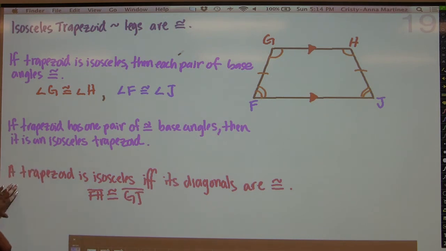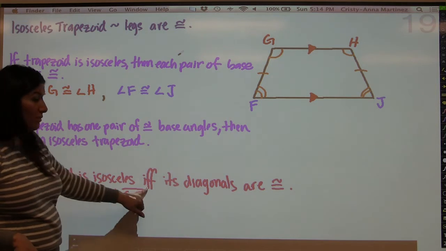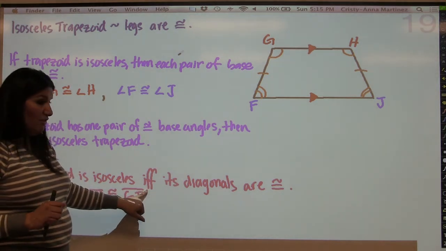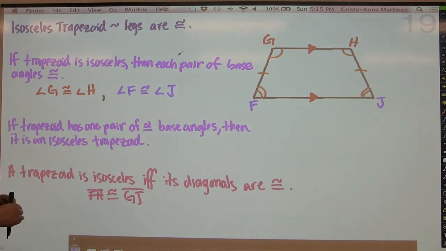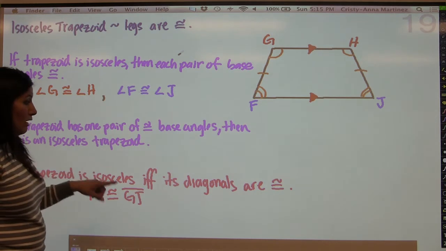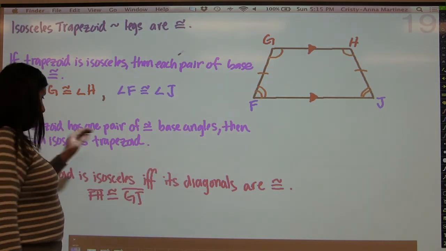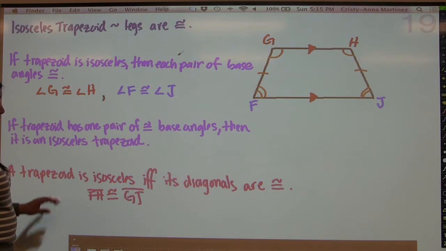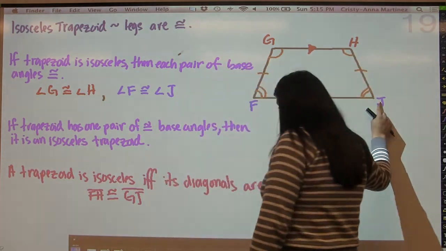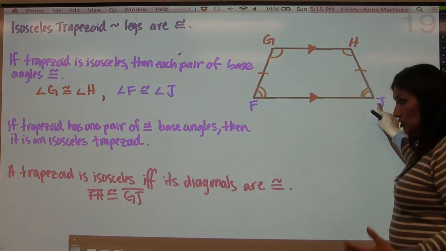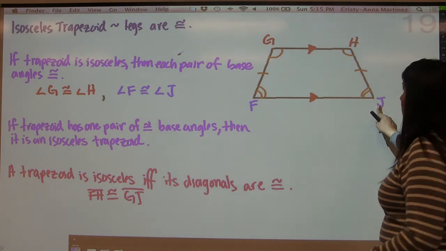And then, of course, we have our last theorem, which is a biconditional statement that says a trapezoid is isosceles if and only if, remember the little notation for iff, it's not just if. Don't say if. It's going to be if and only if, which means it goes both directions. So a trapezoid is isosceles if its diagonals are congruent, and if its diagonals are congruent, then it's isosceles. It goes both directions. So that's what the if and only if is all about there. Basically what this is saying is that the diagonal FH, which would be this diagonal here, is congruent to GJ. So in an isosceles trapezoid, the diagonals will always be congruent.